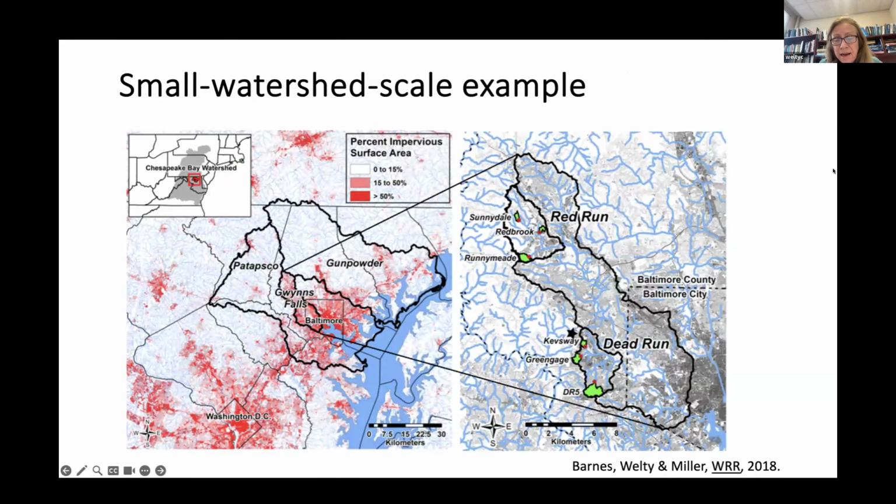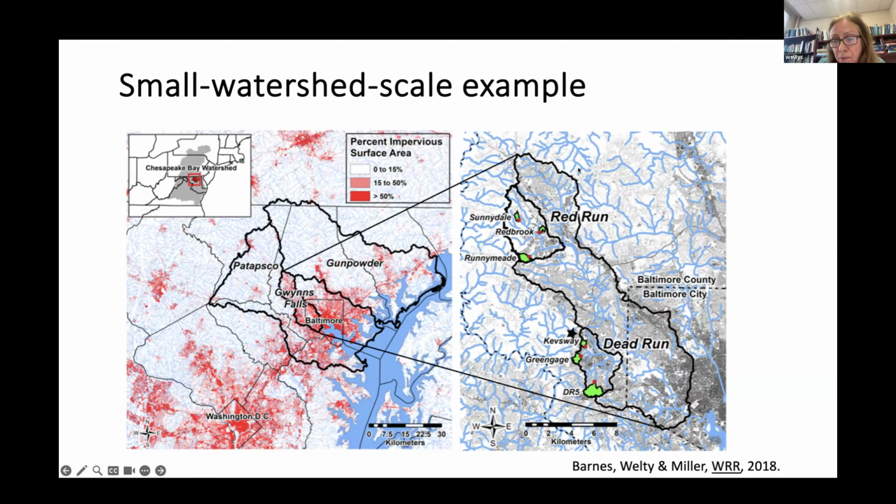Okay, so going down to the small watershed scale. So this is the whole metropolitan region here. We work a lot with the Baltimore Ecosystem Study in the Gwynns Falls, which is shown here on the right. Two subwatersheds of the Gwynns Falls are Red Run and Dead Run. And so we are looking at small watersheds within Red Run and Dead Run, with the attributes being a variation in impervious surface area, amount, and pattern.